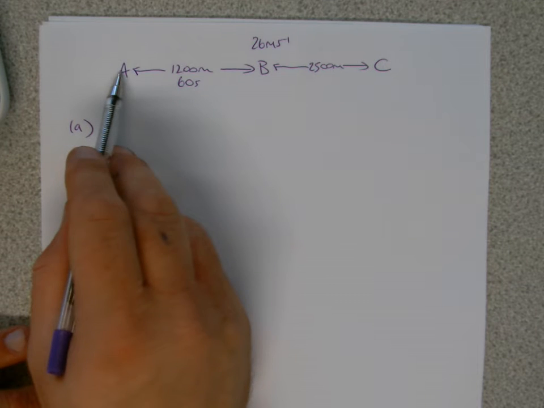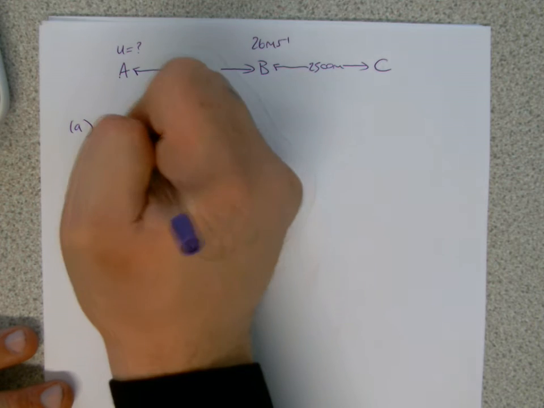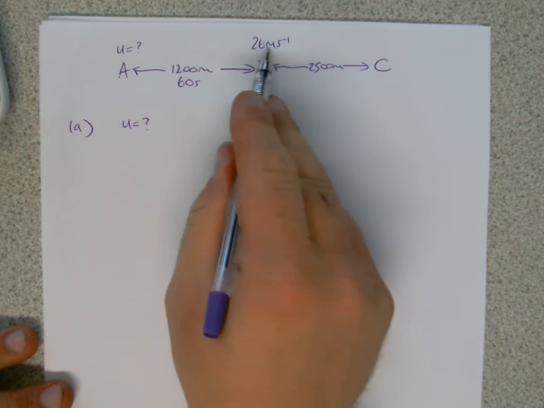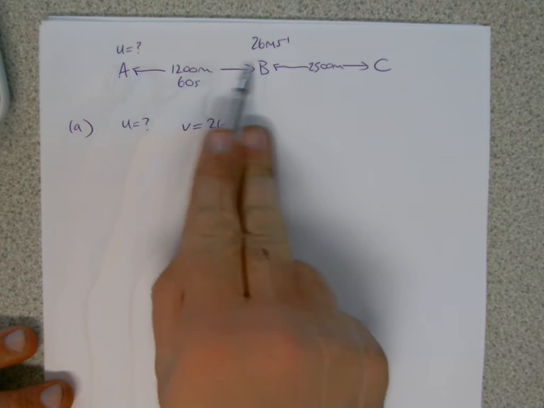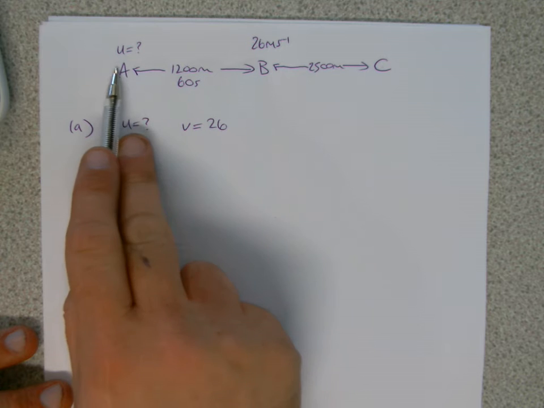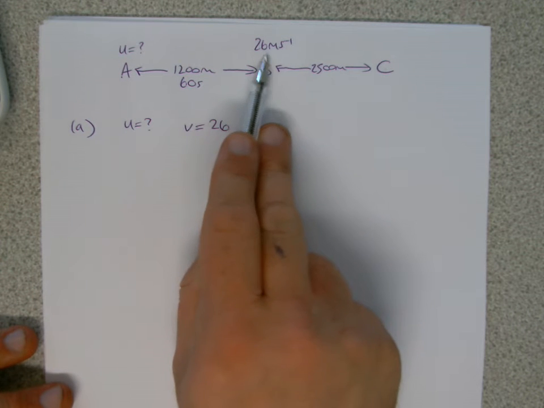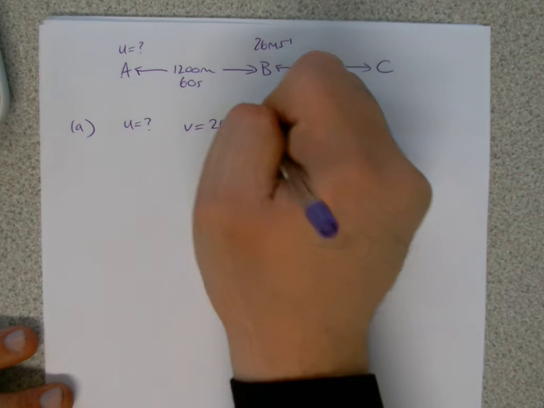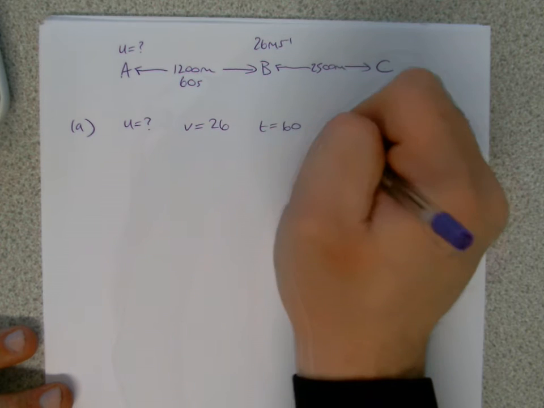Well, as it passes A, that will be like its initial speed. So U will equal something. We don't know what that is. And when it gets to B, its final velocity there will be 26. So we can think of this part of the journey between A and B. A would be its starting velocity, which we want to work out. When we get to B, that'll be its final velocity of 26. And that takes a time of 60 seconds to travel between A and B, and a distance of 1200.